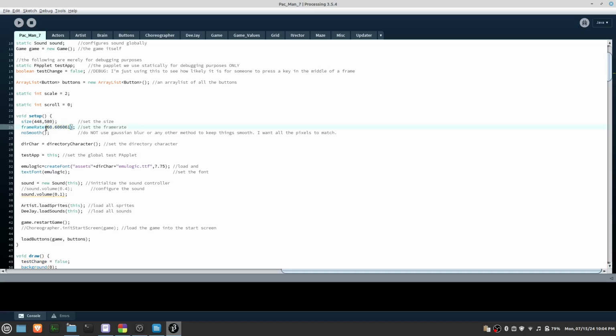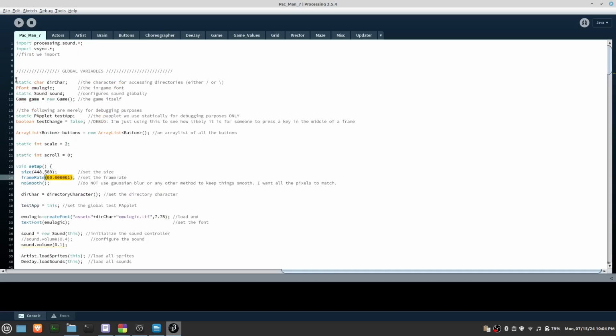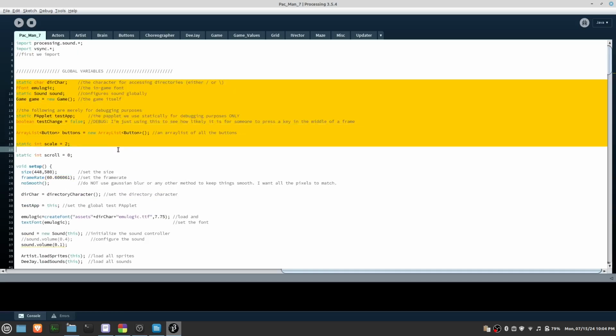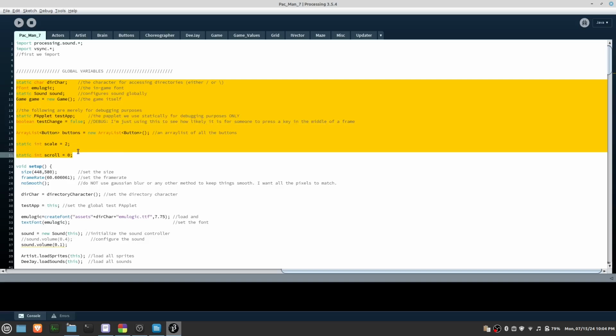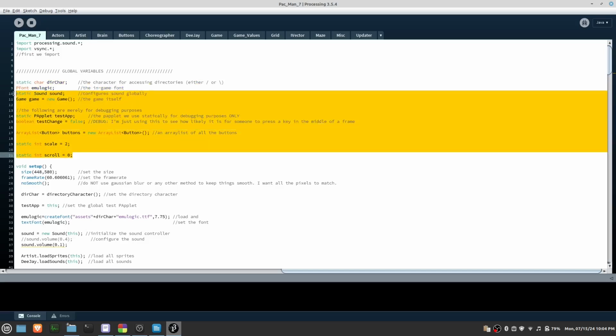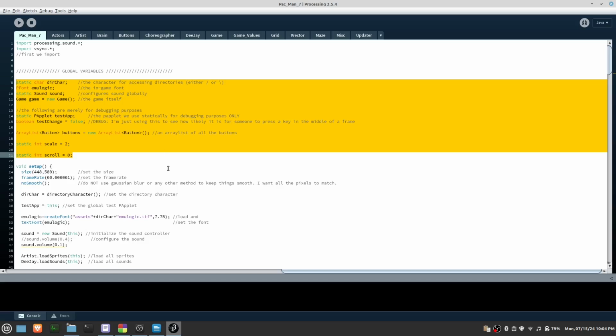And this, by the way, on the Pac-Man dossier, this actually is the frame rate that it says Pac-Man runs at. So this is one of the few times where it's okay to make global variables. Although it's not even global variables per se. Technically, if you look deep inside the code, these are actually attributes of PApplet.